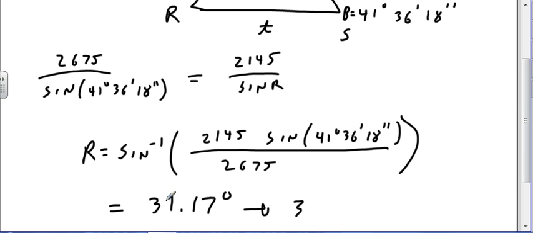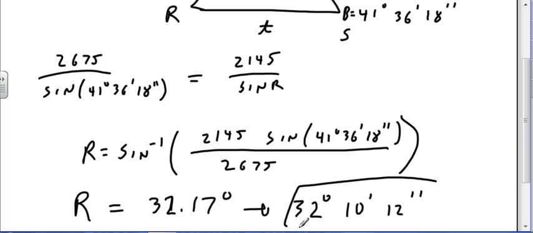Yeah, 32.17, that's correct. So I'm going to write down 32, and then I'm going to subtract 32 from my answer and multiply my remainder by 60. And I'm going to write down 10 minutes. And then I'm going to subtract 10 from my answer and multiply by 60. And I'm going to have 12 seconds. So that's my answer for R.